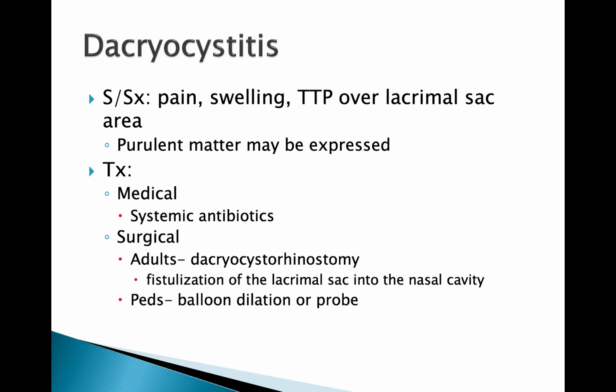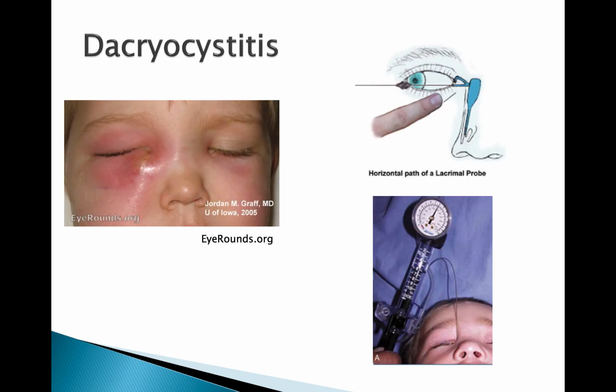Treatment includes systemic antibiotics if you treat it medically. Sometimes people have to have surgeries. And if you have to treat it surgically, adults have a dacryocystorhinostomy, which is the fistulization of the lacrimal sac into the nasal cavity. The pediatric population usually has a balloon dilation or a simple probing.